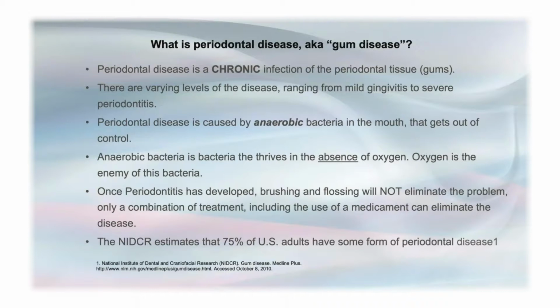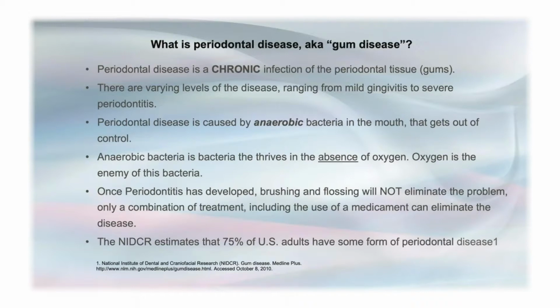There are different levels of the disease, ranging from mild gingivitis. And if we don't take care of the mild gingivitis, that's going to lead to periodontitis, or severe disease. So we need to educate our patients and let them know. It's caused by anaerobic bacteria in the mouth that get out of control, either from lack of home care or the health history of the patient. We have to take all this into consideration. And you've got to remember that anaerobic bacteria is the bacteria that thrives in the absence of oxygen. So oxygen is the only enemy of this bacteria.